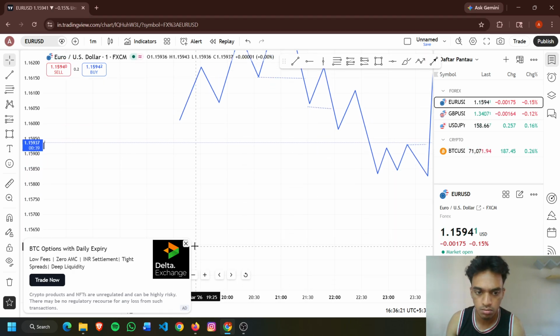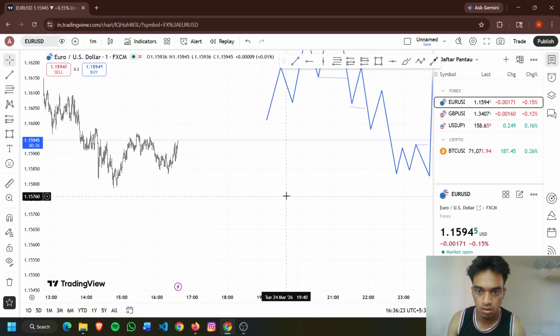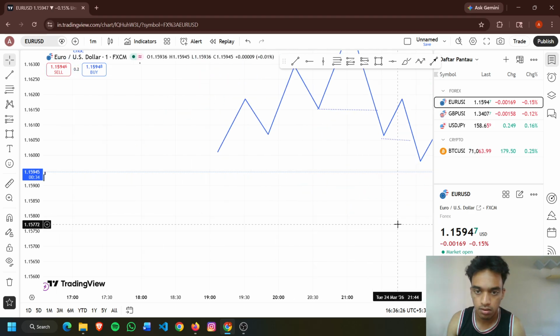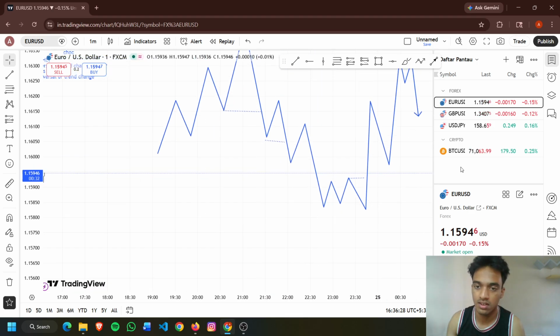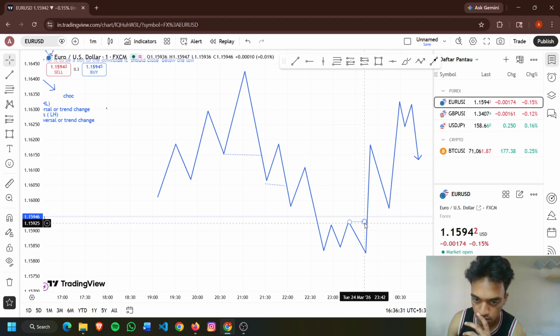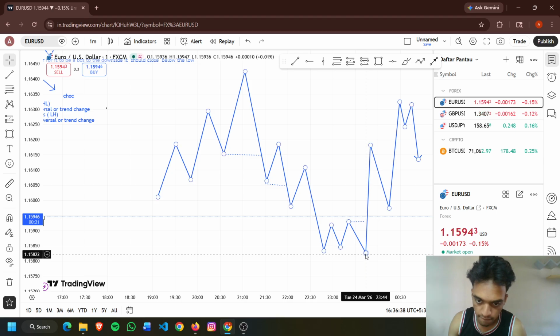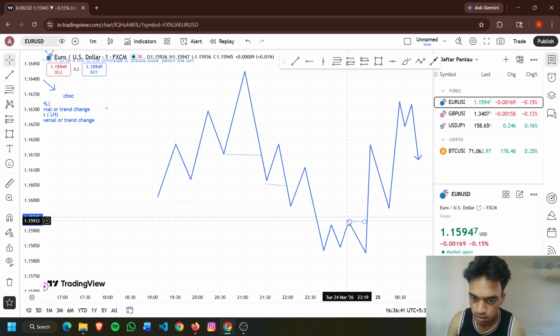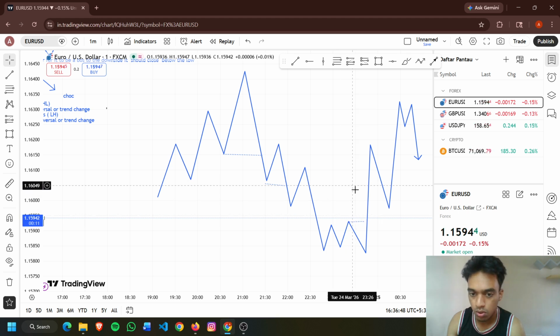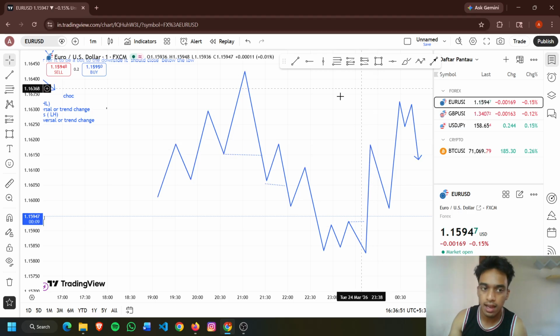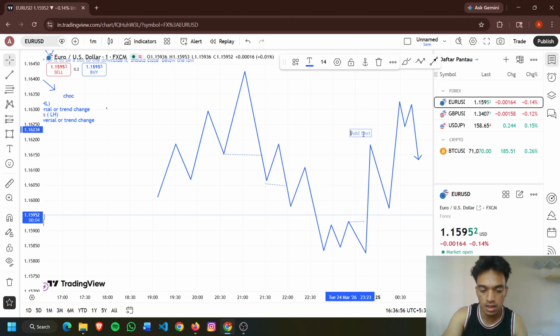Oh, why is it not moving? Wait. Okay, okay, yeah. So this is a change of character. This is a break of structure. It was downtrending till here. It was a lower low. Then this is a lower high, right? This became the lower high. So we just broke the lower high and formed a higher high. This is a higher high, HH.